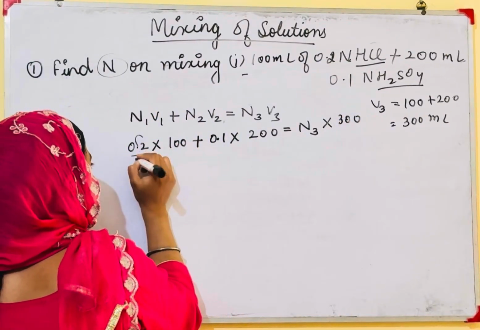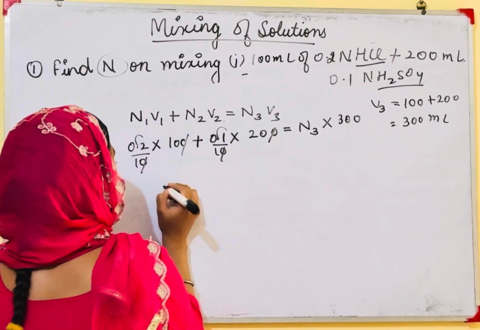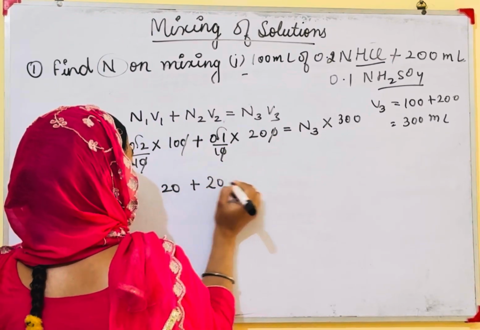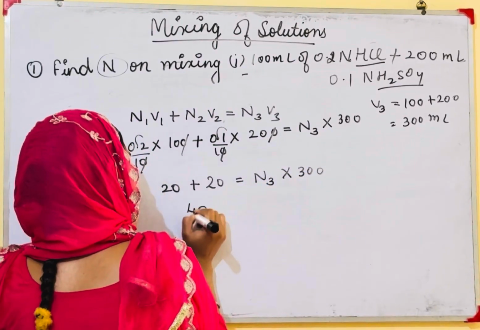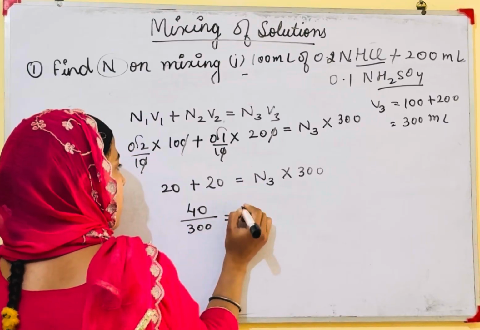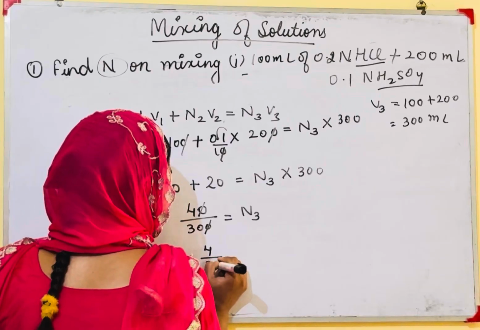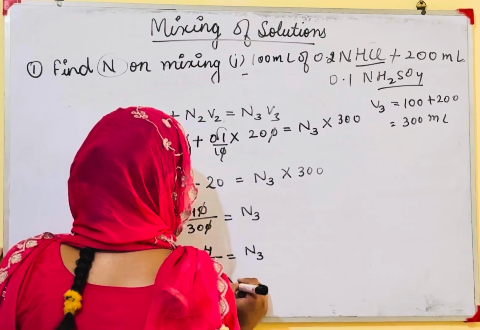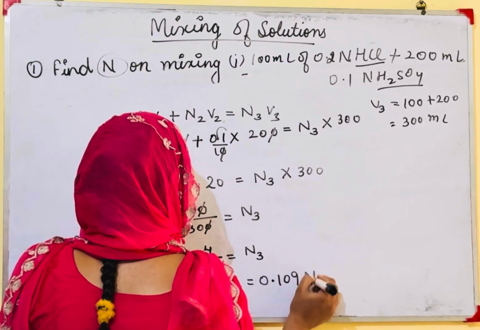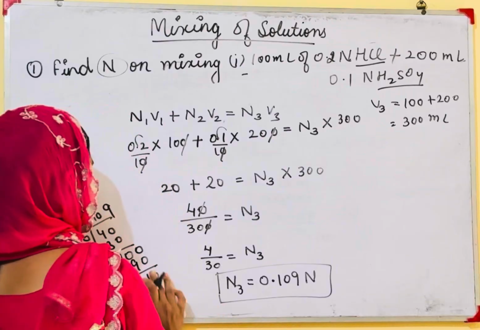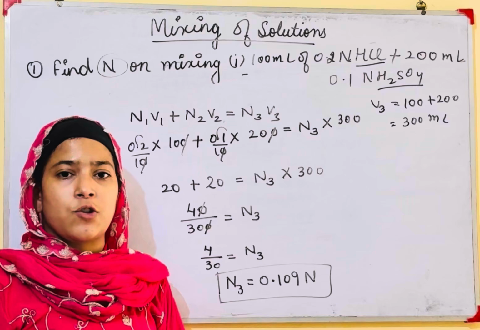Now on solving this equation, what do you get? This will become 20 and this will again be 20, and N3 multiplied by 300. This will become 40 divided by 300 which is equal to N3. This will become 4 divided by 30, which is N3. On solving, 0.133 normal. So this will be the final answer, the normality of the solution.